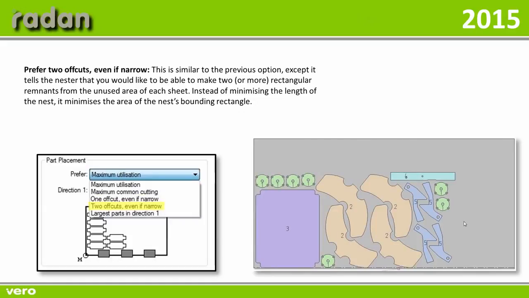Prefer 2 offcuts even if narrow. This is similar to the previous option, except it tells the nester that you would like to be able to make 2 or more rectangular remnants from an unused area of sheet. Instead of minimizing the length of the nest, it minimizes the area of the nest bounding rectangle.